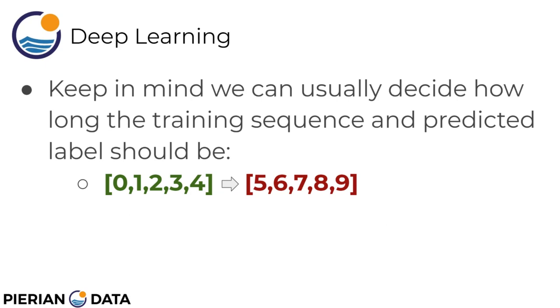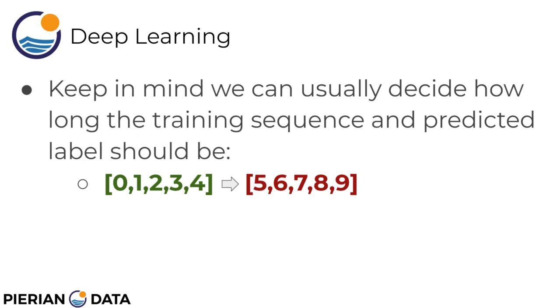Keep in mind, we can usually decide how long that training sequence should be, and technically we can also decide how long that predicted label should be. So the sequence doesn't need to be all the numbers right before the very last number. For example, here we can see a training sequence of the numbers 0 through 4, and then we're trying to predict the next 5 numbers, 5, 6, 7, 8, 9. So we have a lot of flexibility here as far as what the training sequence is and what the predicted label should be.